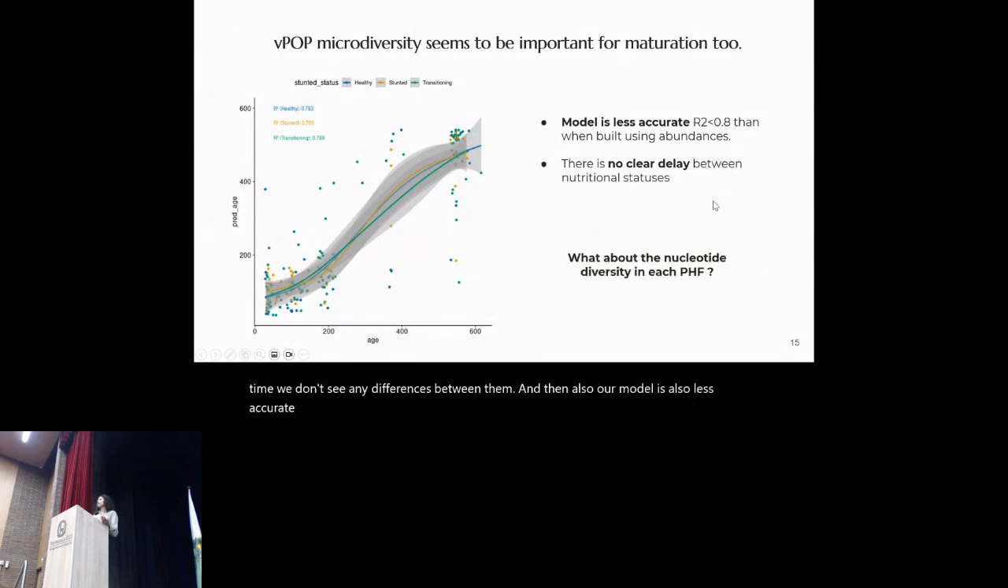So then we wanted to see what is happening at each PHF level. How are these families accumulating diversity over time?